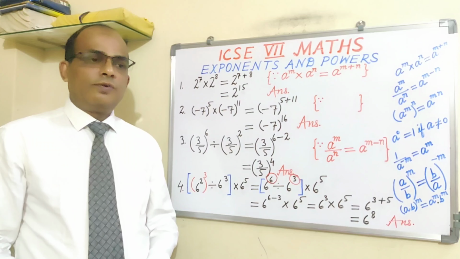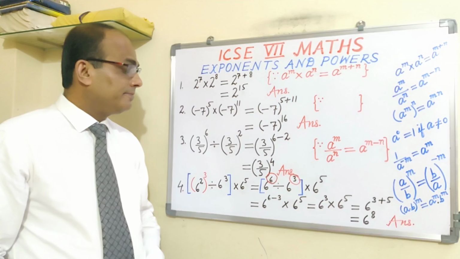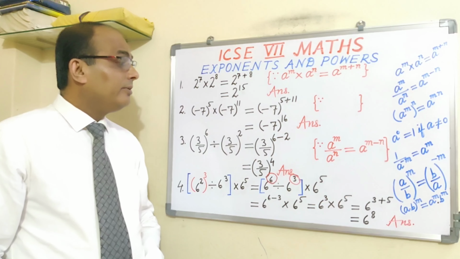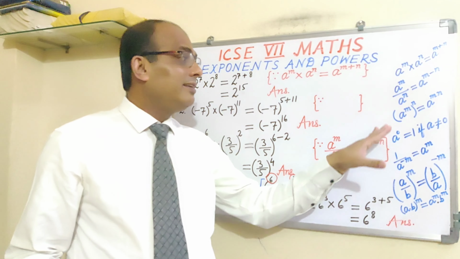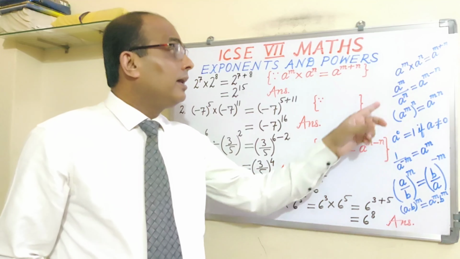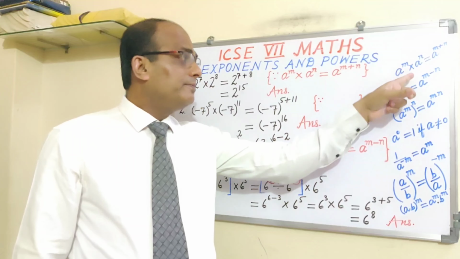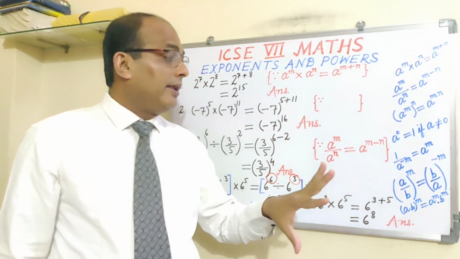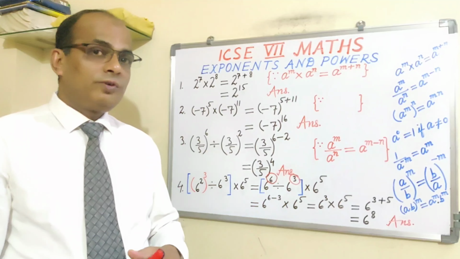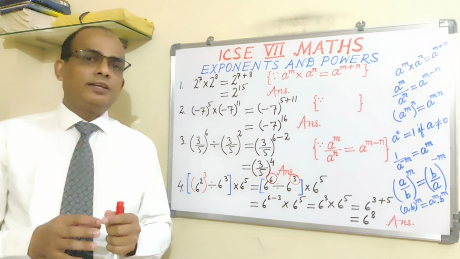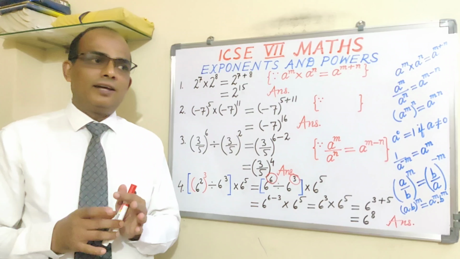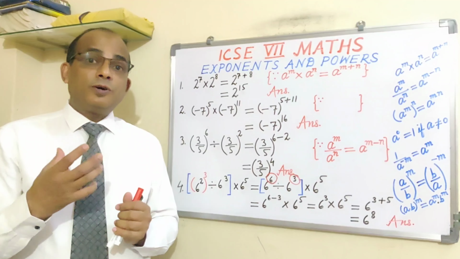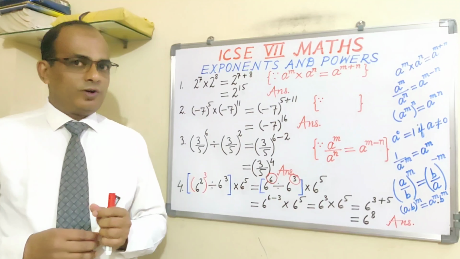I hope things are clear. So one thing you remember, these are the important formulae. Please learn them. A is not equal to 0, b is also not equal to 0. And sometimes a question says to write down the answer with the positive index. So what will you do?